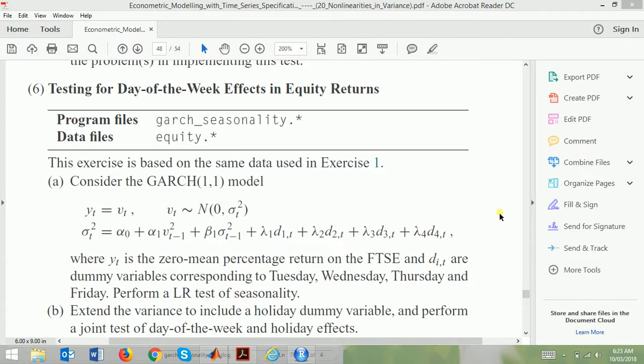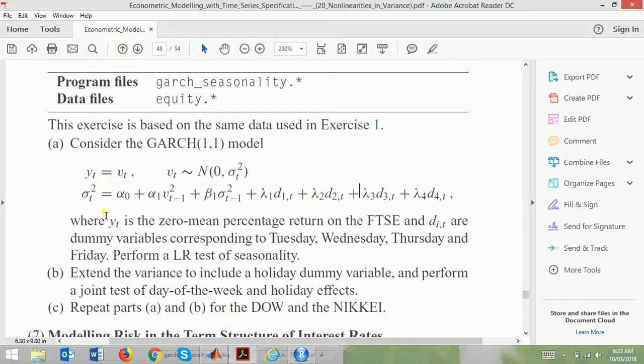Let's see how GARCH seasonality comes into work. So we are talking about the GARCH(1,1) model, where we have sigma squared, our conditional variance, equal to GARCH plus the day of the week effects, which are the dummy variables, and y is the zero-mean percentage return on FTSE, with the dummy variables corresponding to these four days of the week.